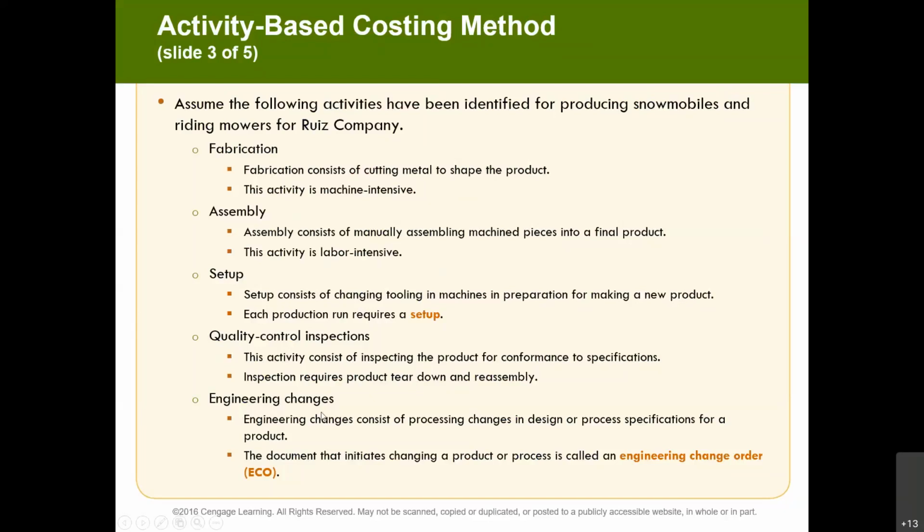And engineering changes. Engineering changes consist of processing changes in design or process specifications for each product. The base here would be a document that initiates changing a product or process. We call this an engineering change order.